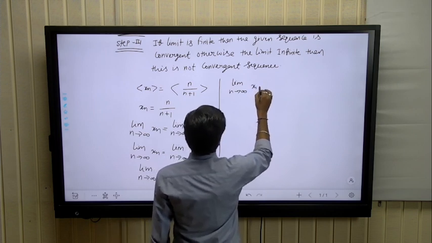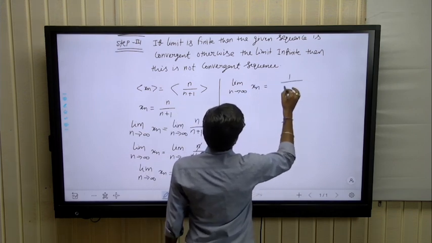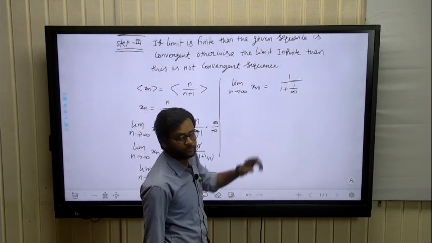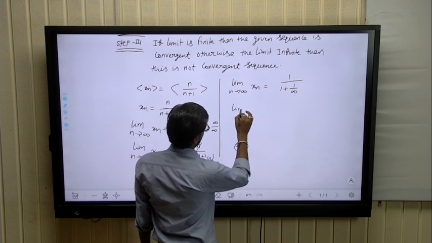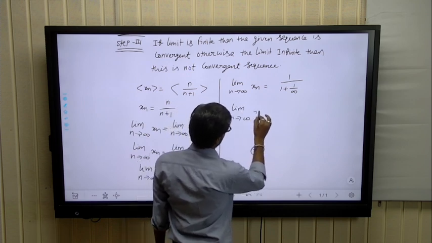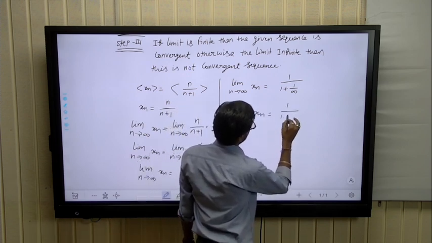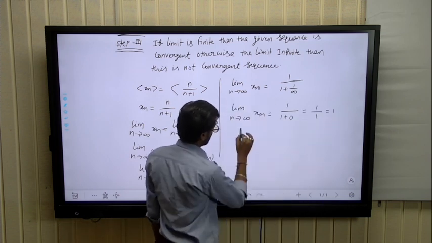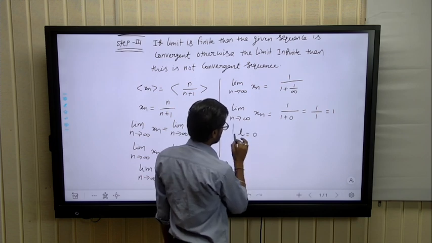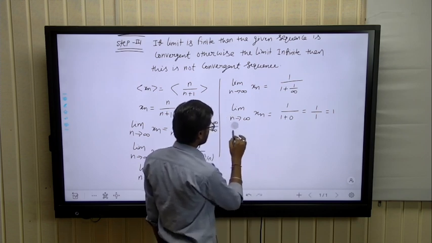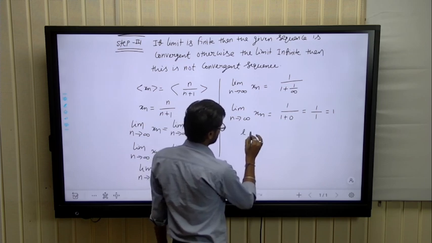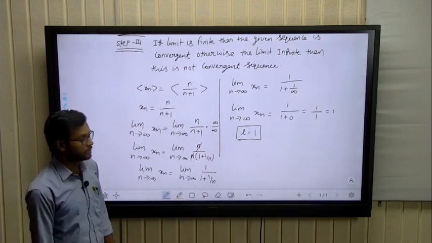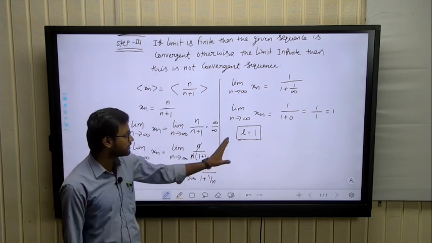So this is xn equals 1 upon 1 plus 1 upon infinity. We all know 1 upon infinity is 0. So it is 1 upon 1 plus 0, which is 1 upon 1, equal to 1. So the limit of the sequence is 1. So the first step is completed here.